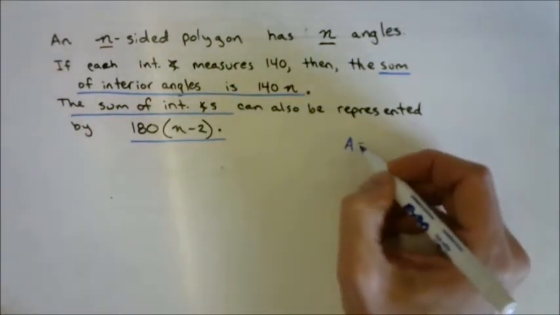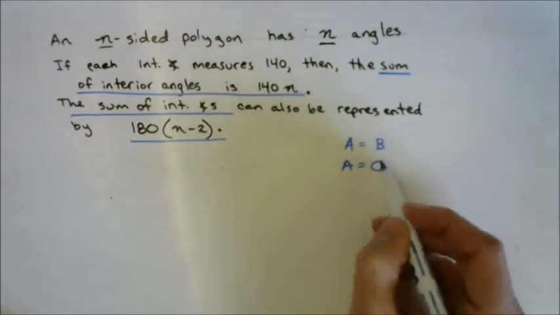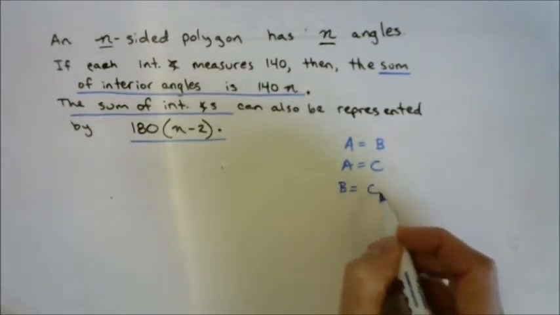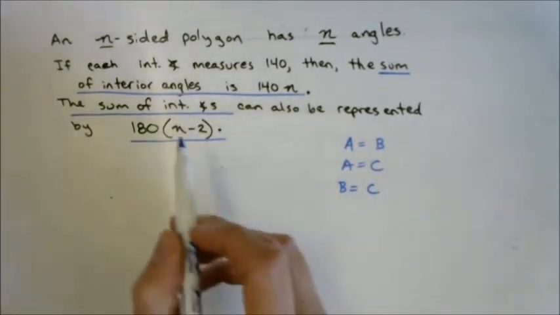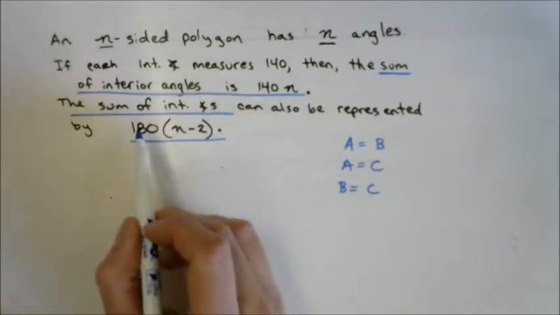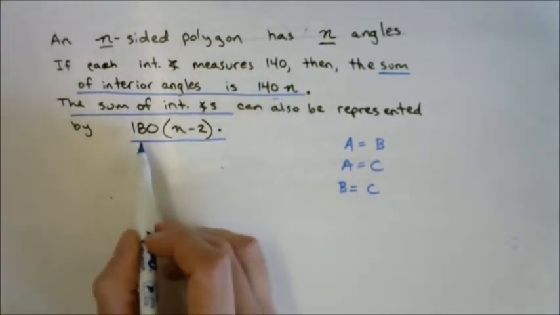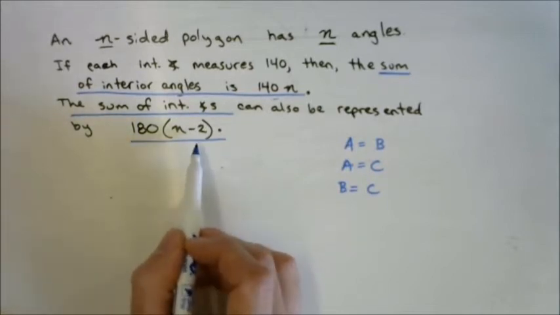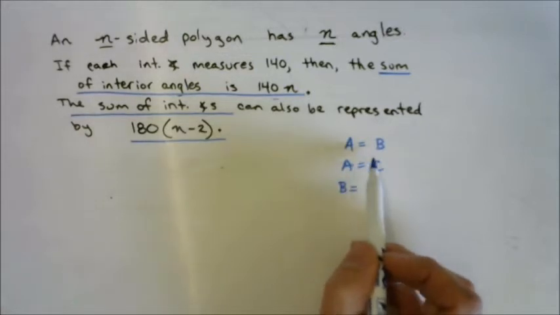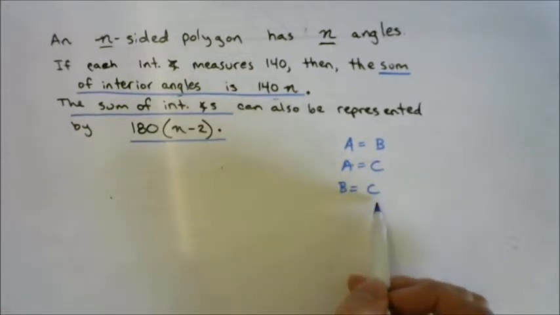When A equals B and A equals C, what does that tell me about B and C? They are related. B equals C. So we have the sum of interior angles is 140n, and the sum of interior angles is this. Well, that tells me that 140n is the same as 180 times (n minus 2). Following this logic, if A equals B and A equals C, then B also equals C.